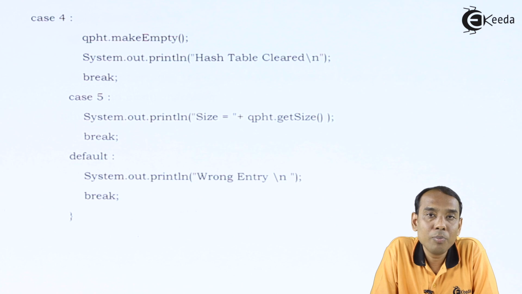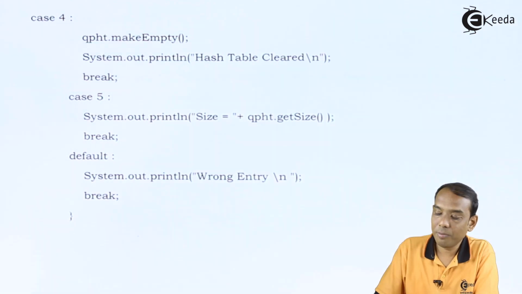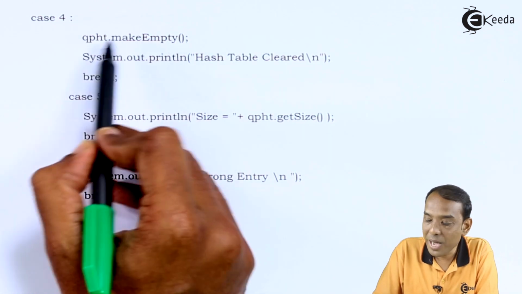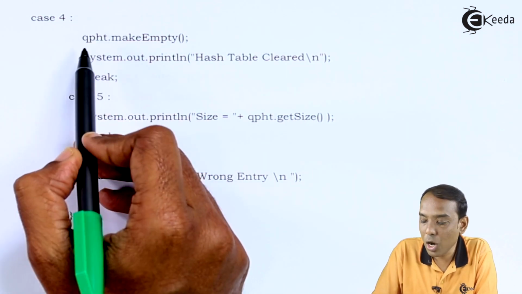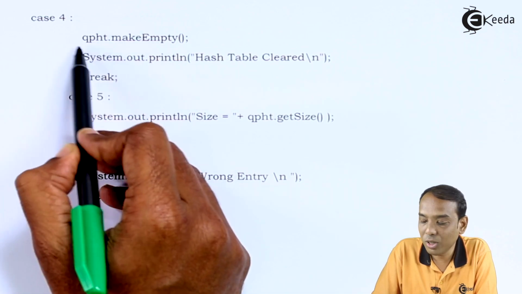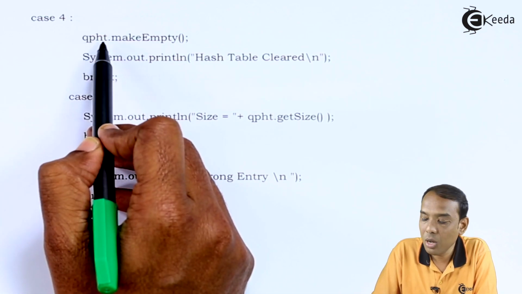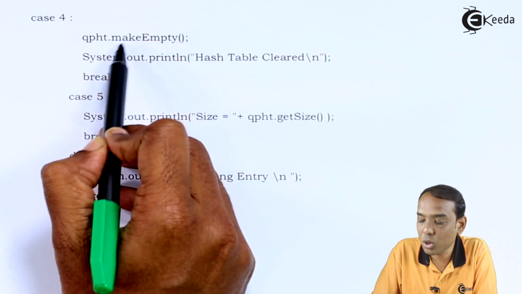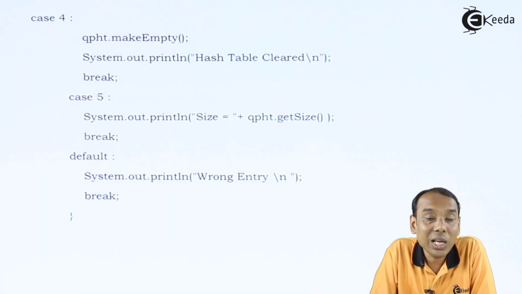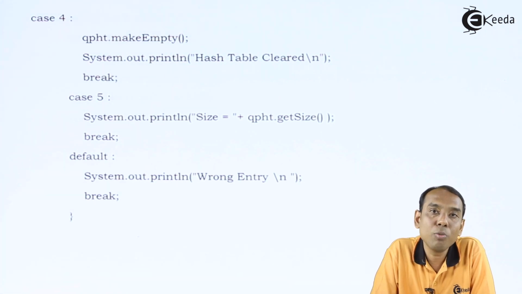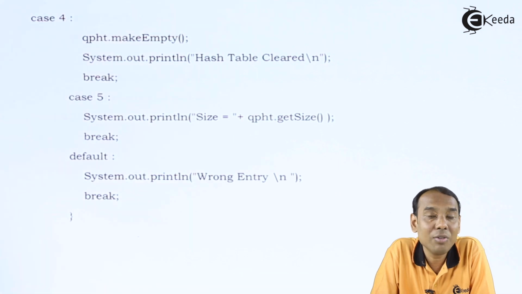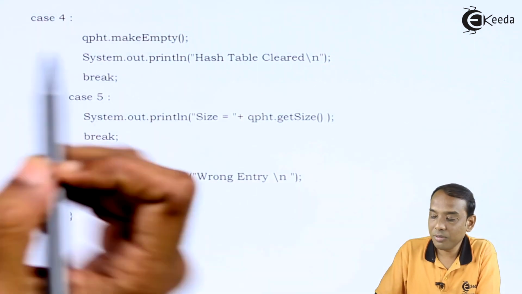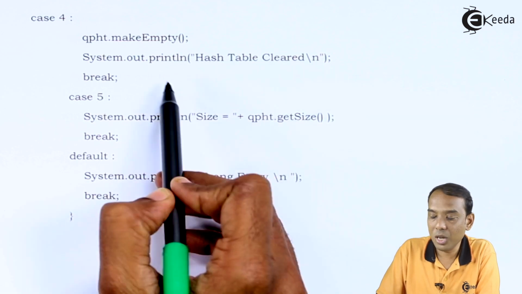In case number 4, we are going to make sure that the hash table is cleared up. We call the method make empty based on the object of QPHT. We write down QPHT, that is the object of the class quadratic probing hash table dot make empty. This function is called. Once this function is called, all the key and its corresponding values are removed. That is, keys I and val I are made to point to null. That is, they are going to have the value as null.